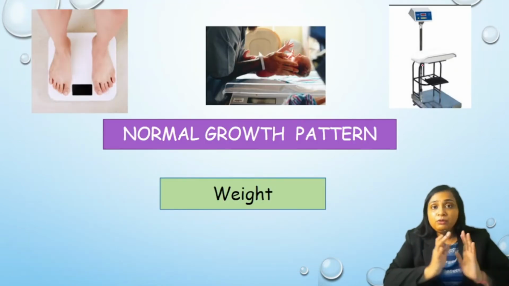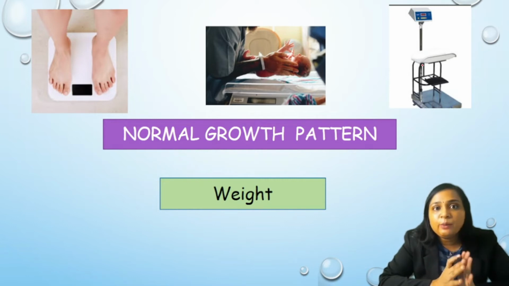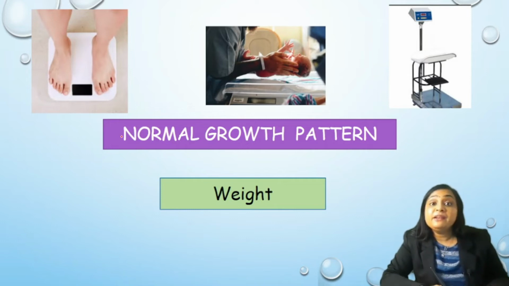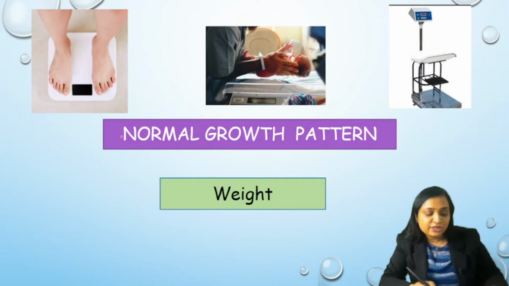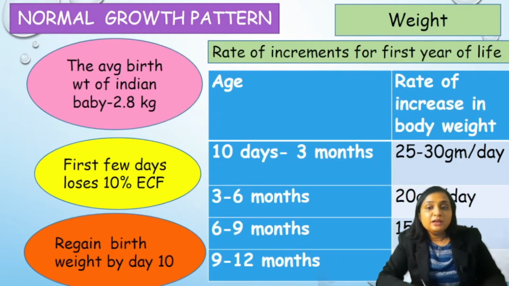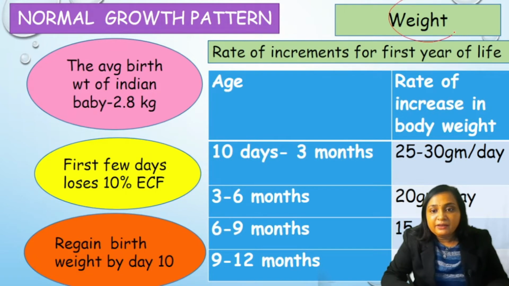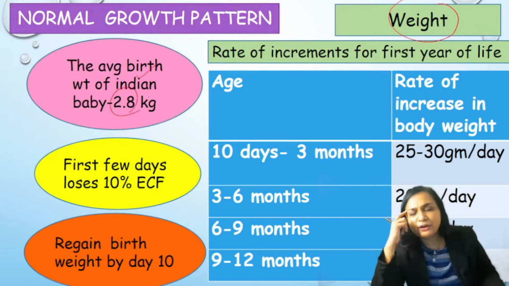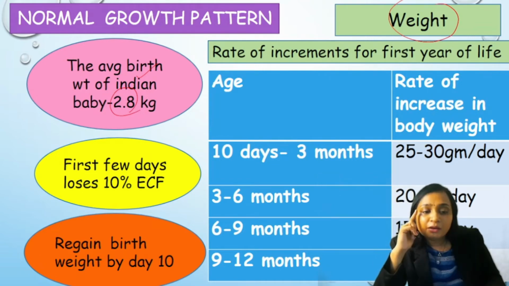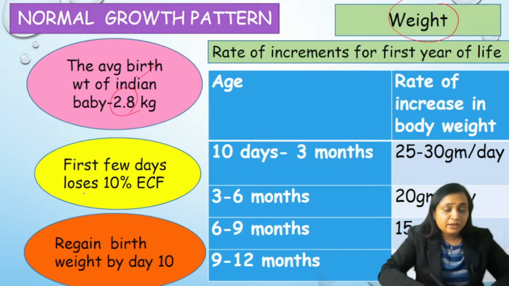Now we have learned how we can measure the weight, height, head circumference, the tools and methods. Now we are going to see the pattern, how this changes with age. First of all, we are going to learn about weight. The average Indian baby birth weight is 2.8. Remember this figure, 2.8 is the average newborn Indian baby birth weight.